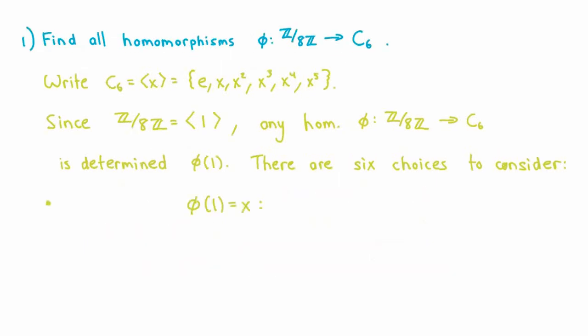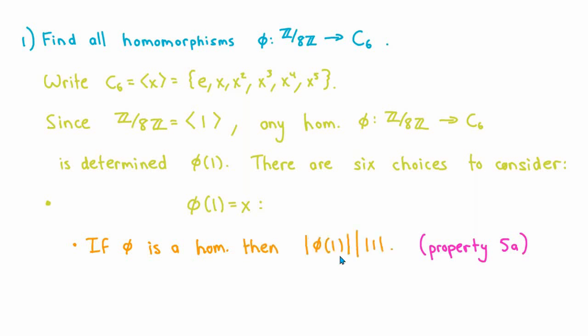Next, let's think about whether or not it's possible to have a homomorphism from Z mod 8Z to C6 which maps 1 to the element x. Well, here, one thing to think about is that if phi is a homomorphism, then by property 5a about orders of elements, the order of phi of 1, which is x, would have to divide the order of 1. But the order of 1 in the group Z mod 8Z is 8 because it's a generator for the group. And the order of x in the cyclic group of order 6 is 6. And 6 does not divide 8. Therefore, there's no homomorphism phi from Z mod 8Z to C6 with phi of 1 equals x.